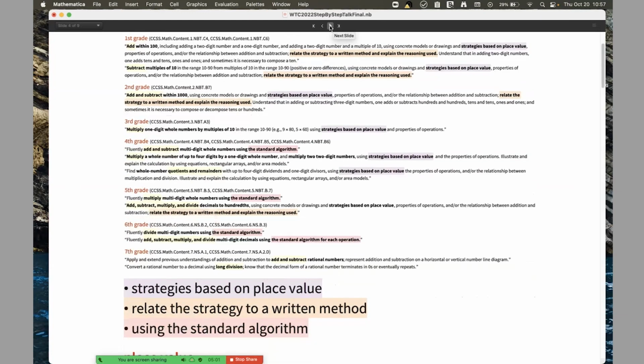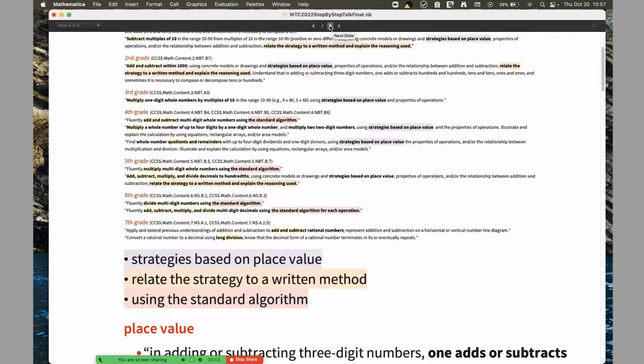By reading closely all of the standards, there are three things that recur throughout the grade levels. Long arithmetic involves strategies based on place value, base 10, having a written method to express that strategy for arithmetic, and then using a standard algorithm for each of the arithmetic operations.